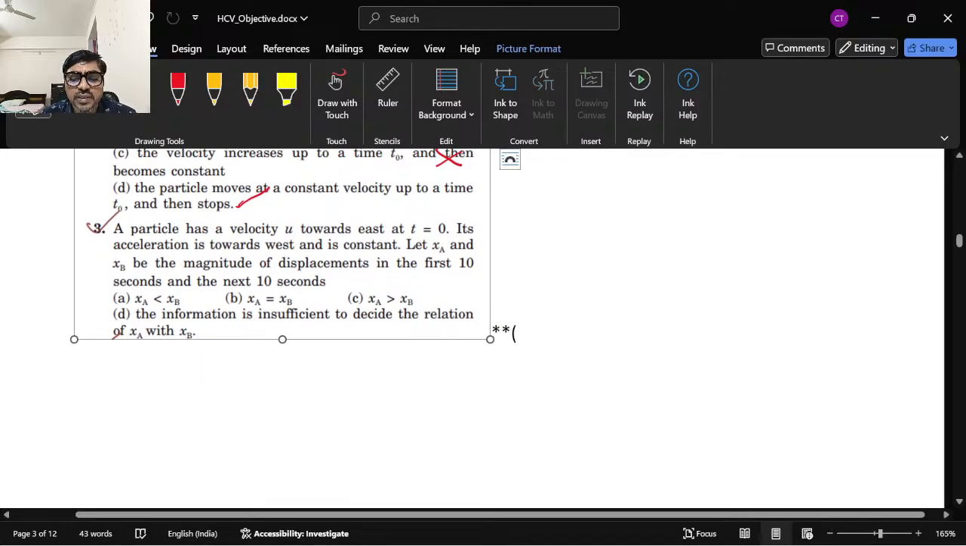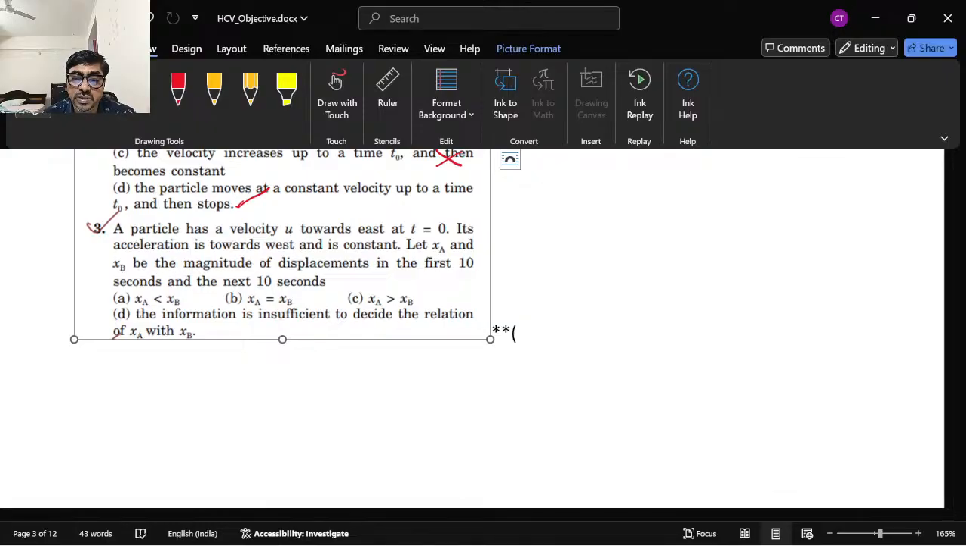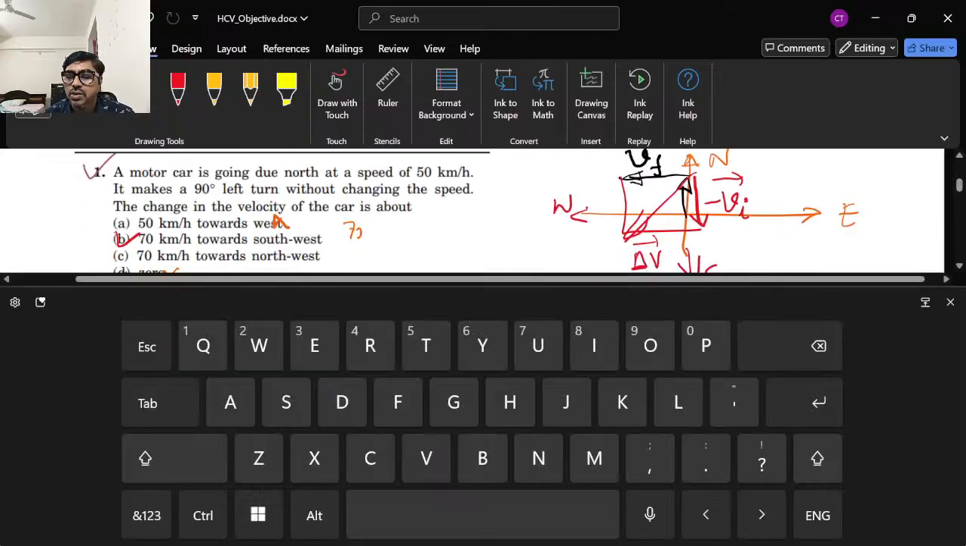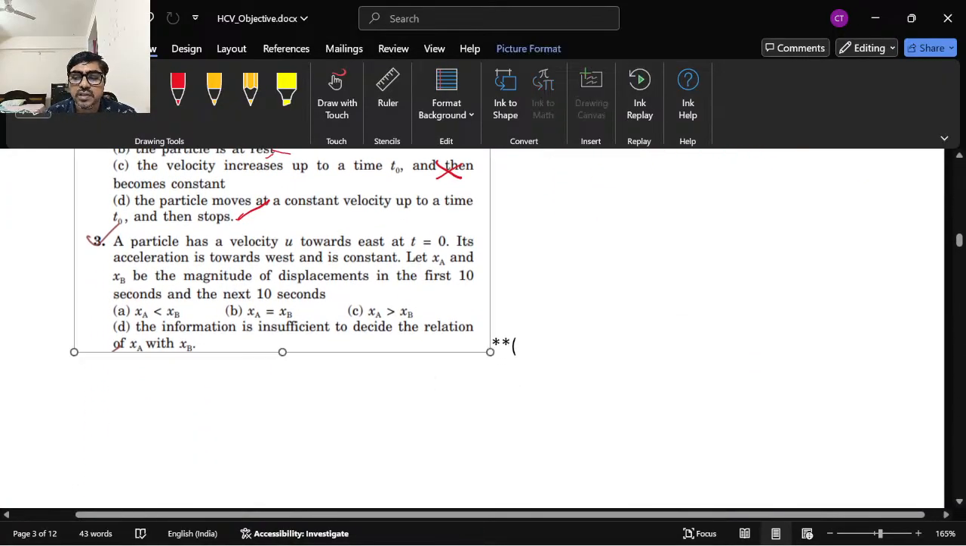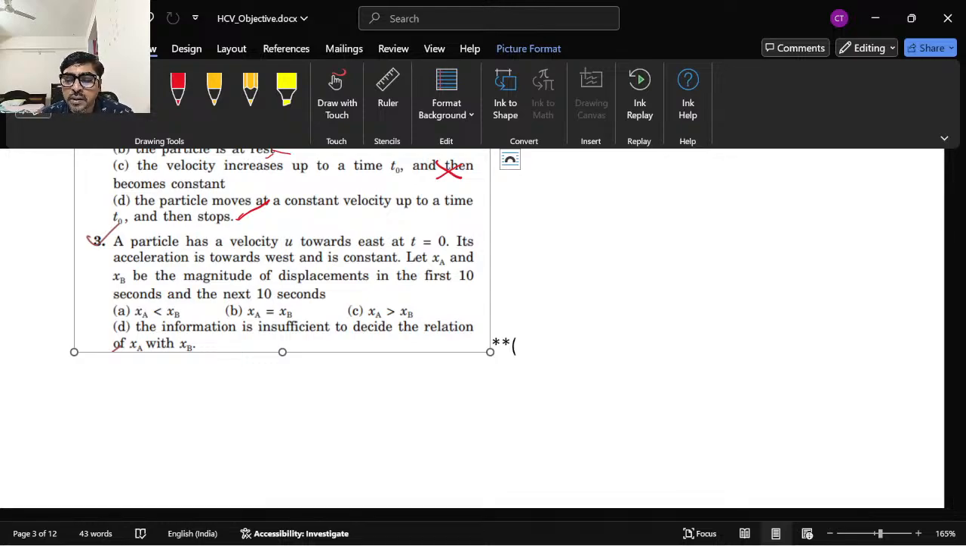A particle has a velocity u towards east at t equal to 0. Its acceleration is towards west, and it is constant. At xa and xb, the magnitude of displacement in the first 10 seconds and then in the next 10 seconds. So what is he saying? Velocity was in x direction, but acceleration was in negative x direction. So what will happen initially?